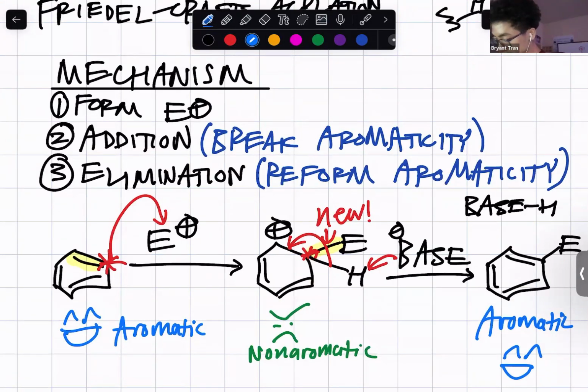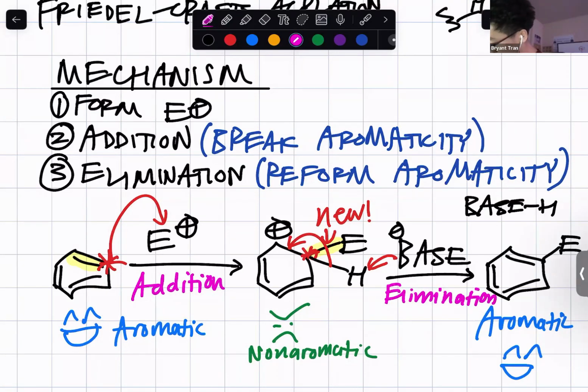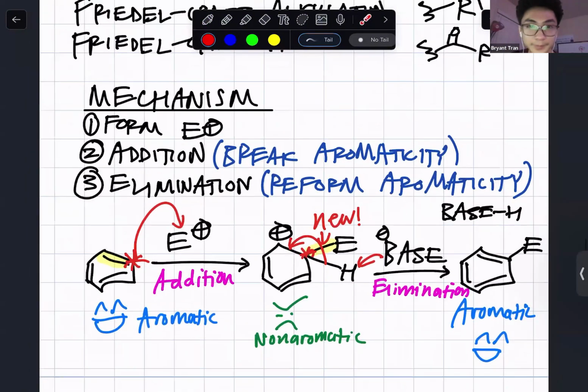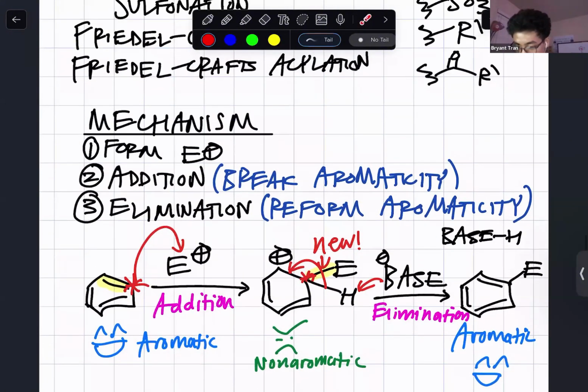Right? So this first step here that we did was addition. The second step here was elimination. And specifically, this was an E1-like mechanism because we had the carbocation right here. Okay. Any questions on this mechanism? Okay. Now, I'm going to show you the halogenation mechanism here, and then we'll work through the other ones one by one.